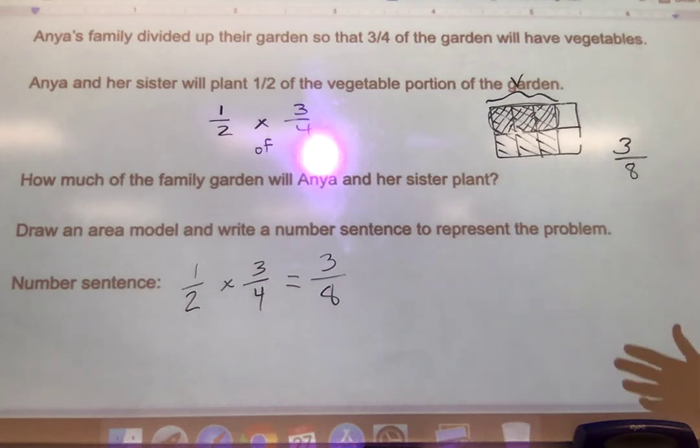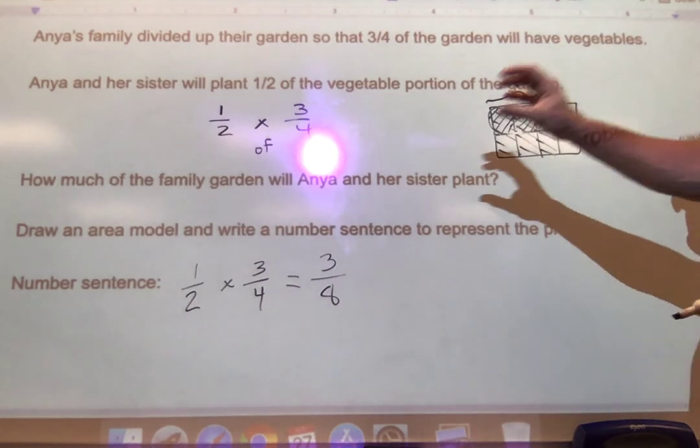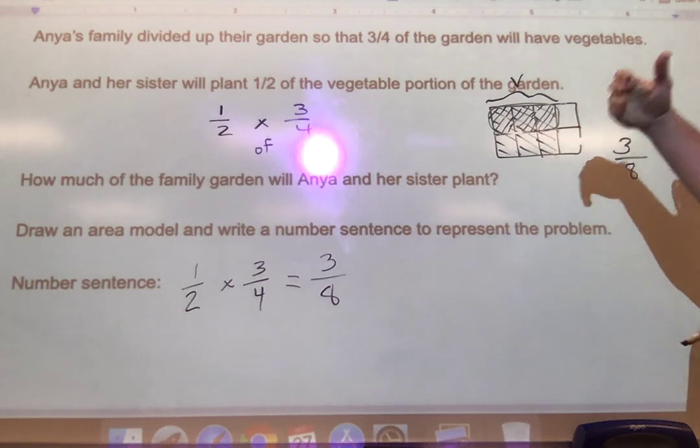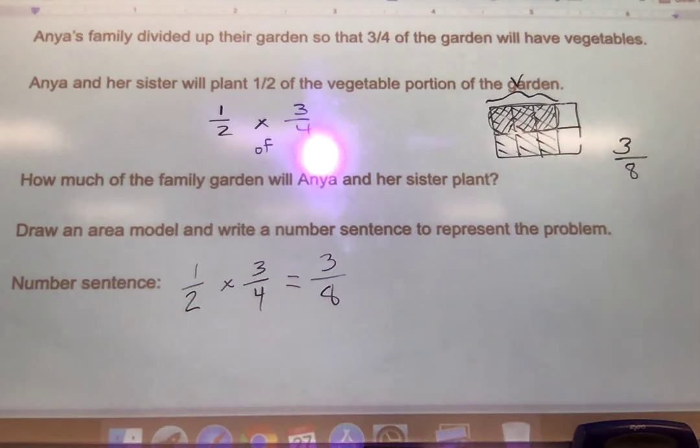Knowing those multiplication facts, though, is very important, obviously. But today we're proving that you can show this, that you understand what multiplying fractions actually means, what it can look like by using that area model. So that way we've got a deep understanding and not just memorizing how to do things.